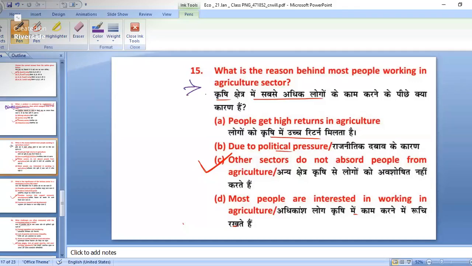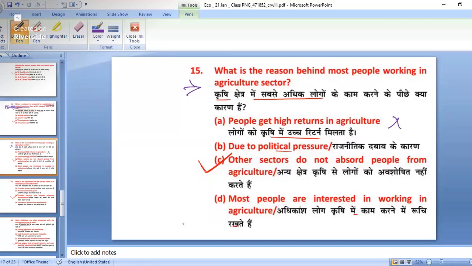Then next, what is the reason behind most people working in the agriculture sector? We must study those options carefully. People get high returns in agriculture. It is not correct, because we do not get that much returns in agriculture nowadays. There will be some impact of seasonal activities like monsoon season, rainy season. Then due to political pressure, this is also not related to the agriculture sector.